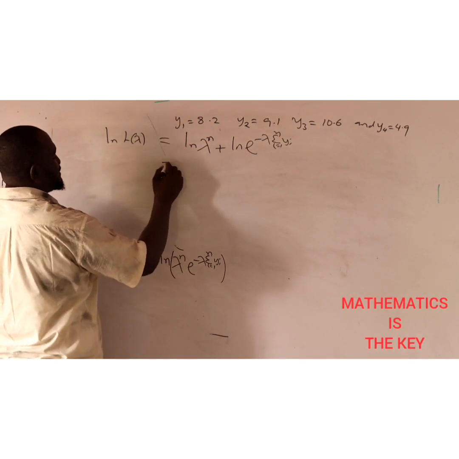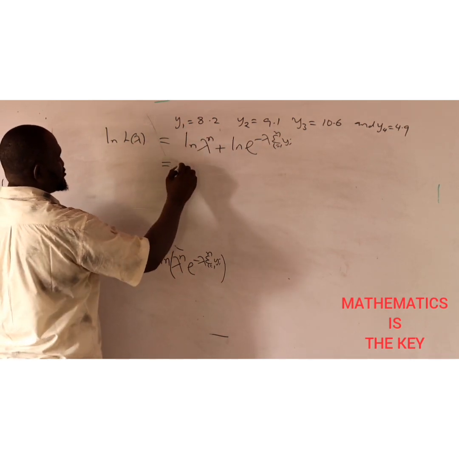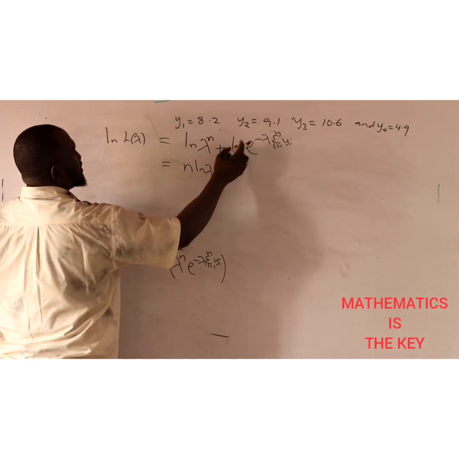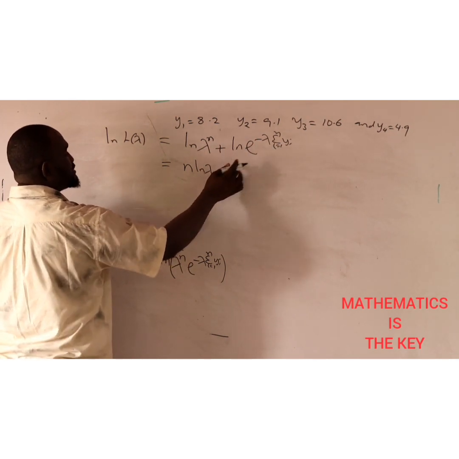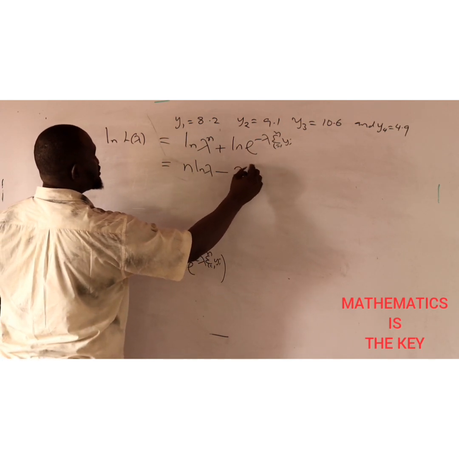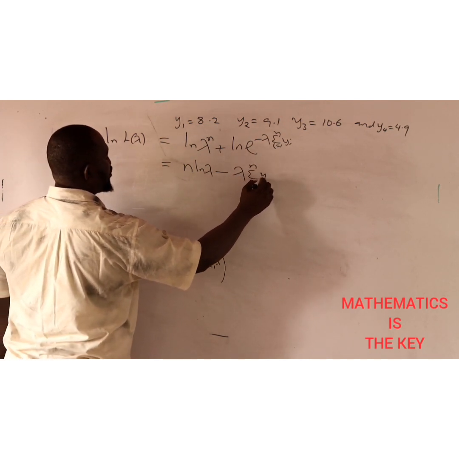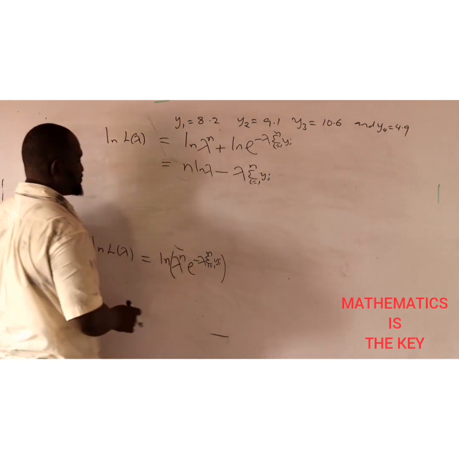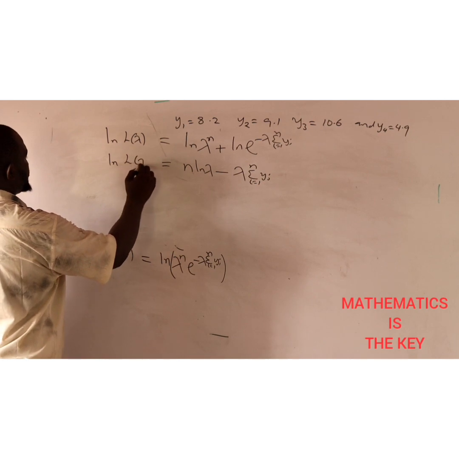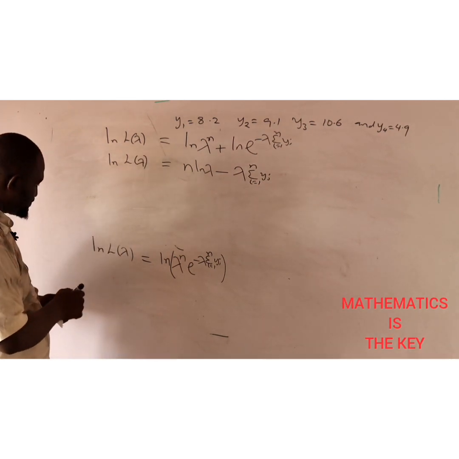We can simplify this side. The power can multiply the function, so we have n ln of lambda. Ln and exponential neutralize each other, so we have minus lambda summation from i = 1 to n of yi. This is our ln of the likelihood function of lambda.